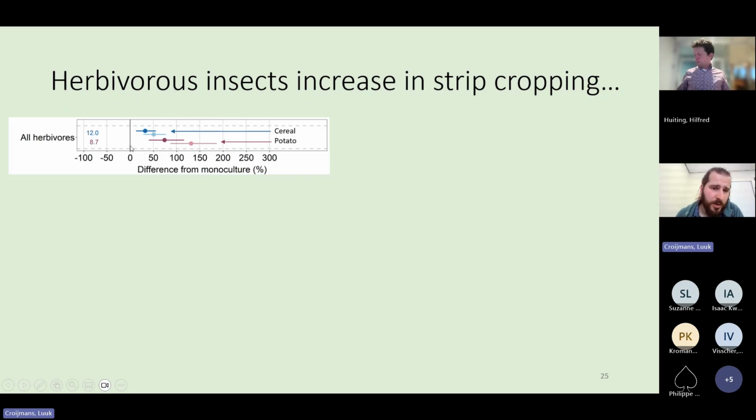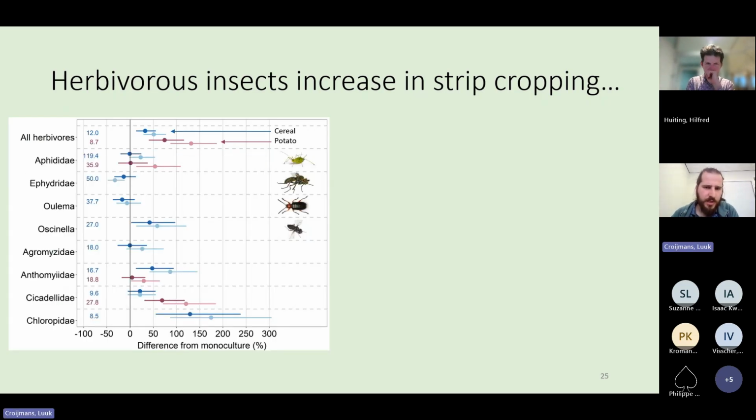That's an important line, because if the results are on the right of that line, that means that there's more in strip cropping than in monocultures. If they're on the left, then there's more in monocultures than in strip cropping. And the interesting thing that we found, again a bit counter to what a lot of scientific literature says about intercropping, is that we actually saw more herbivorous insects, or pest insects, if you want to call them, in strip cropping than in monocultures, and specifically in potato a bit more compared to monocultures, and always at the edges it was more than in the middle. So really at these edges is where there's more of them.